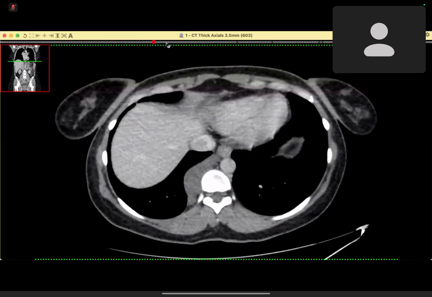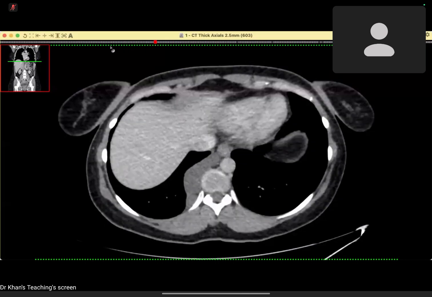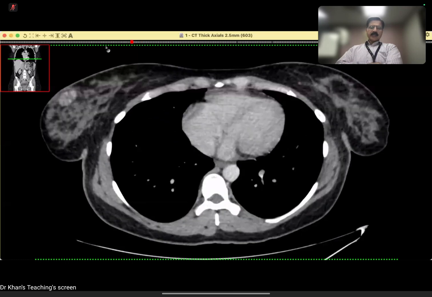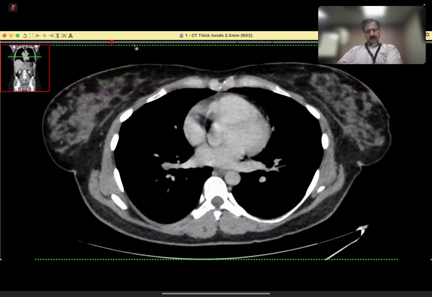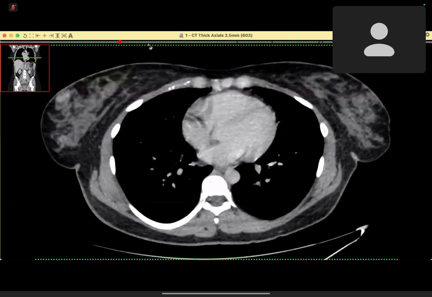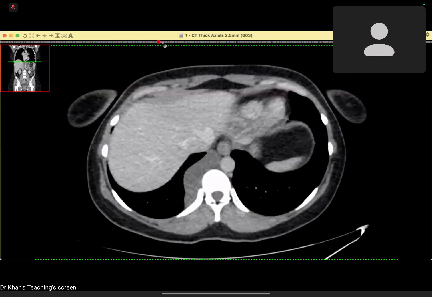I'm looking at the breast shadows. I can see that the right breast shows... Don't worry about the breast. That is known. That's a fibroadenoma. So with this kind of appearance, I am suspecting a posterior mediastinal lesion.